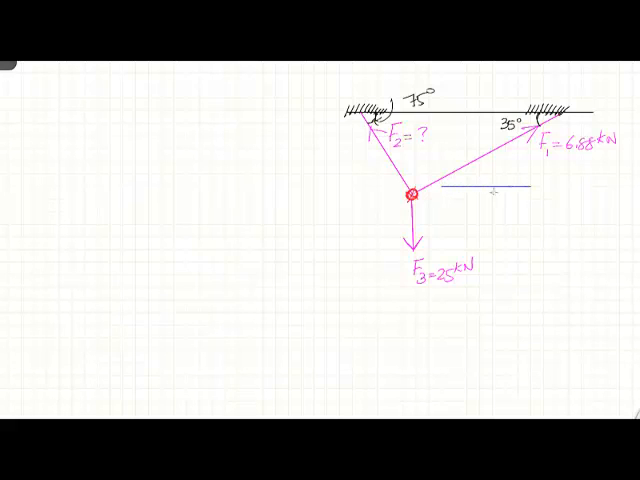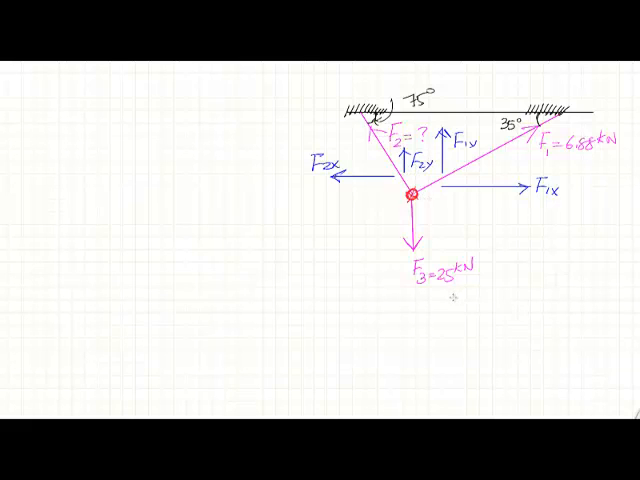and starting with this, this is the x component for f1, and this is the y component for f1, and this is the x component for f2, and this will be the y component for f2. So I'll call this one f1x, and this is f1y, and this will be f2x, and this is f2y.